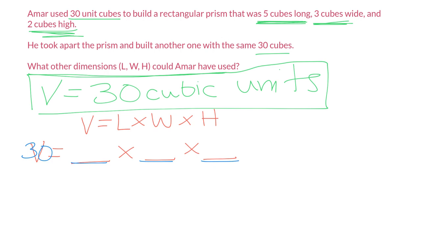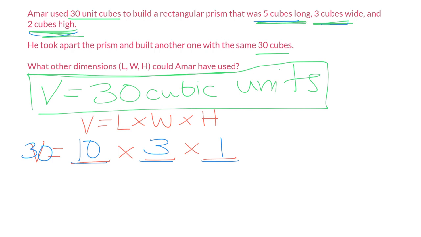Okay? Now this is kind of a brain teaser. You don't want to pick like 30 times 1 times 0. That's not going to do us any good or make us a solid. So let's think. Well, we could use 5 times 3 times 2, but we don't want to use that. Our challenge is to use some other dimensions. So how about maybe we could use 10 times 3 times 1.